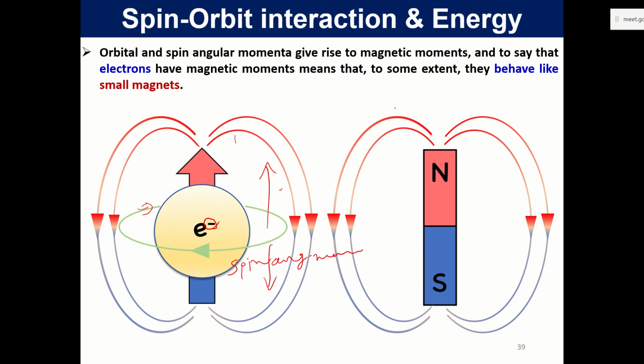But remember, when we apply a magnetic field, any magnet will try to align with the field. We say it has a lower energy, so there will be a tendency to align with the applied magnetic field, and there is always that tendency. And if you see the pictures we were discussing, you can probably understand why it is something like this.